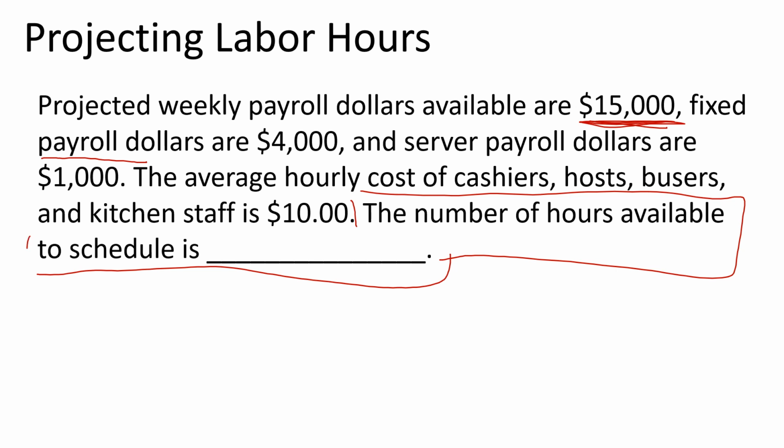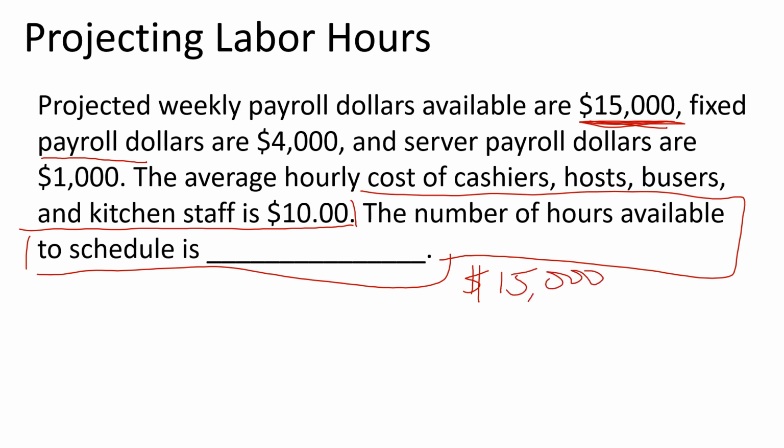We're not talking about our salary people, because remember, they're going to get paid the same whether we have 10 people that walk in the door or whether we have 100 people walk in the door. So our hourly people are the ones that are going to change and fluctuate based on the volume of business. So we're going to start with our $15,000. That is our total budget available.